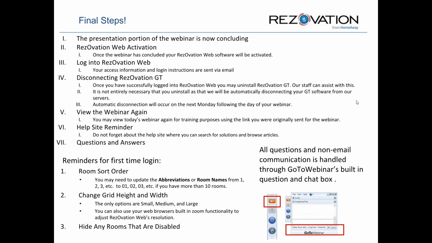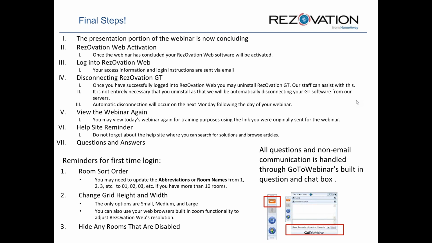Keep in mind when you were with GT with us, you were all backing up your data to our portal in the event that you needed to download it again. So we already had that data. It's just a matter of activating your Reservation Web account, which I will be doing after the webinar concludes. Then I will be sending you all an email with your access information and login instructions. It does take me about an hour to get that whole process together, so give me a little time to put that together.